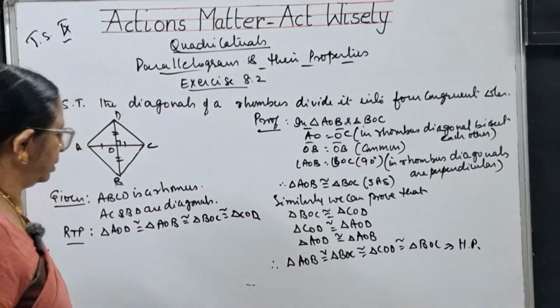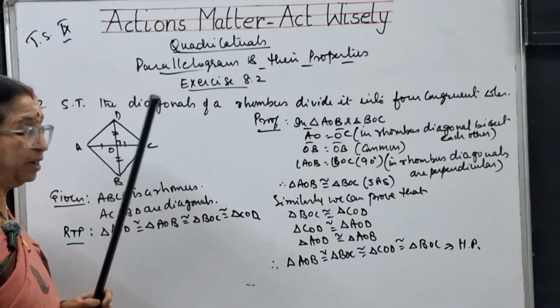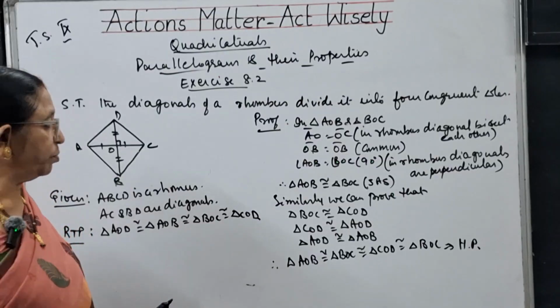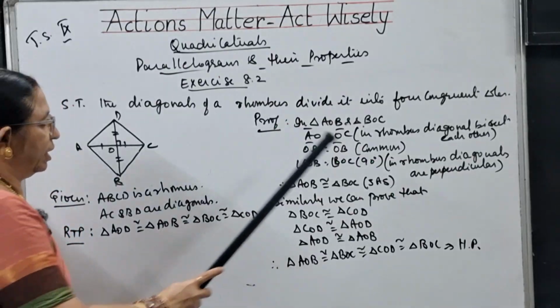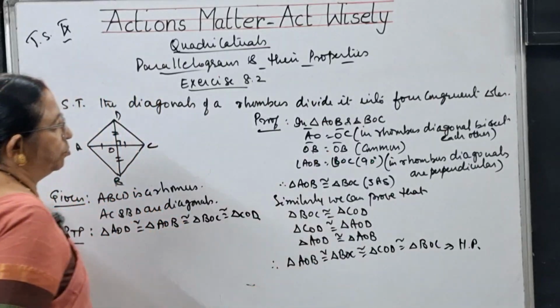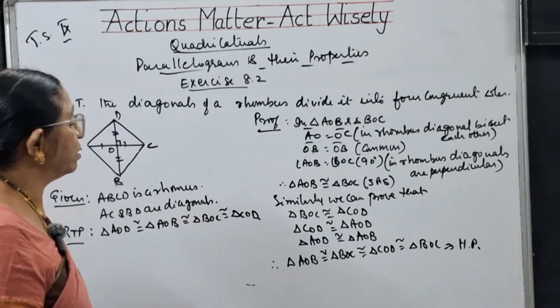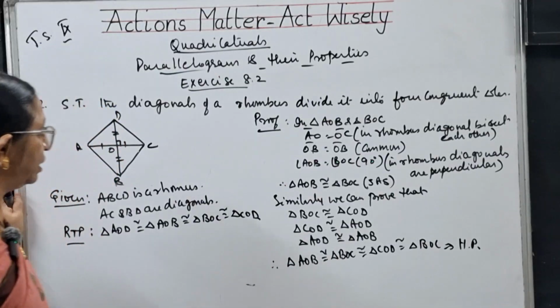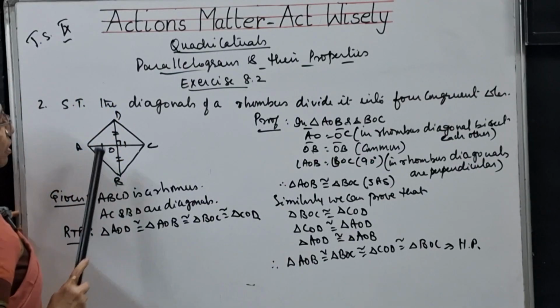This is the proof, children. The entire problem is dealing with the property of rhombus. What is the property of rhombus? It says the diagonals bisect each other as well as the diagonals are perpendicular. That means the diagonals of the rhombus are perpendicular bisectors. Basing on this property, we are going to talk about this problem.